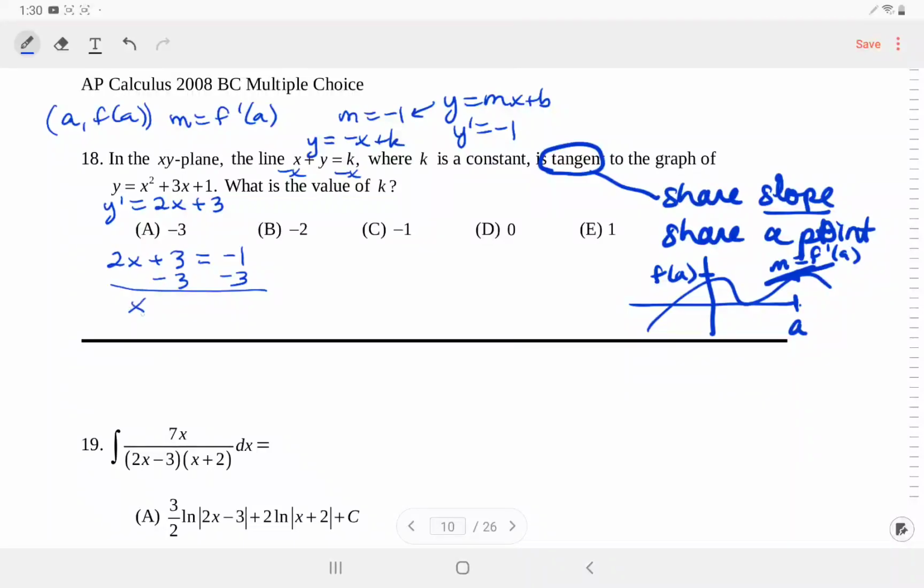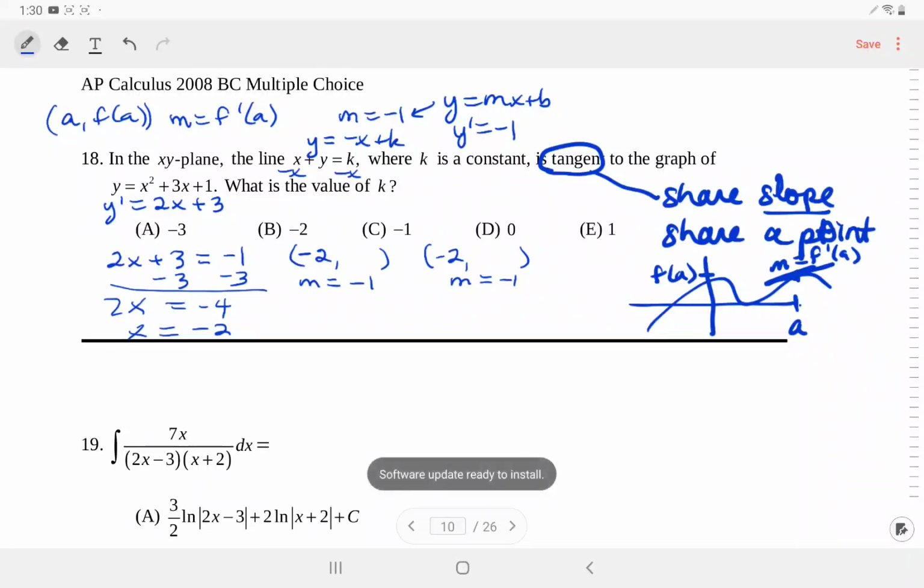They're equal at this point: 2x plus 3 equals negative 1, so 2x equals negative 4, which is x equals negative 2. I guess this is okay. So A is negative 2. At negative 2, the slope of the quadratic is negative 1, and the slope of the line is negative 1. So we've made their slopes the same. But we didn't say that line was parallel. We said that it was tangent.